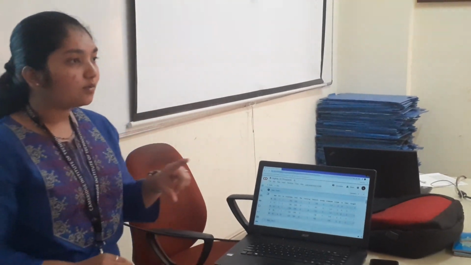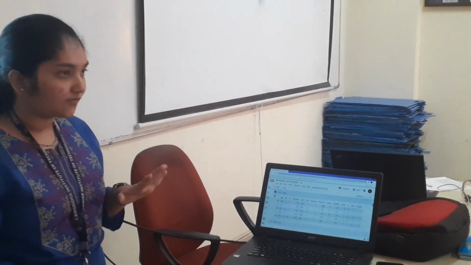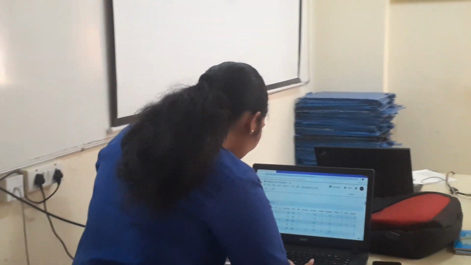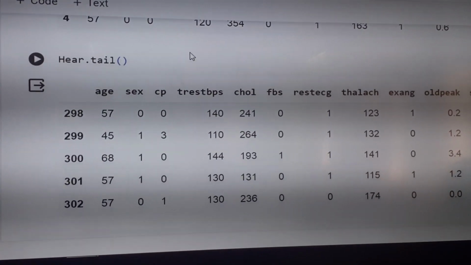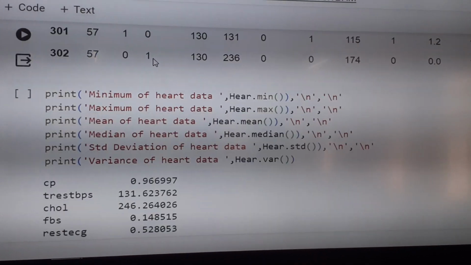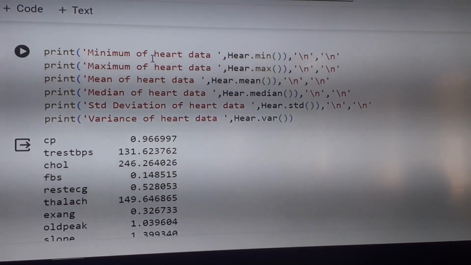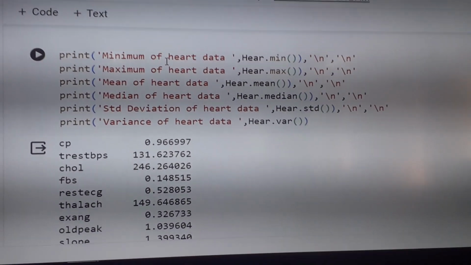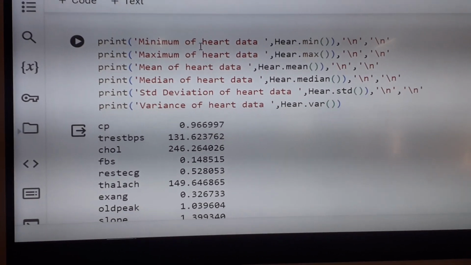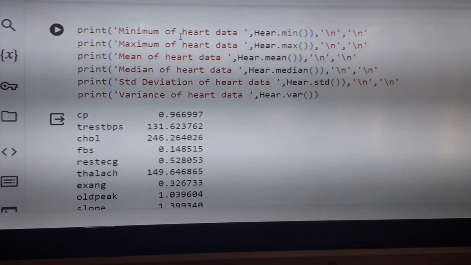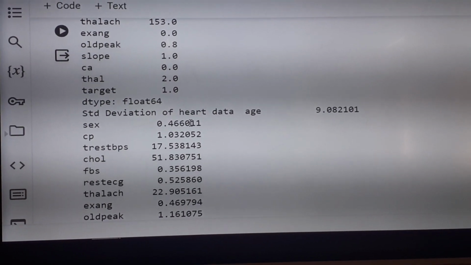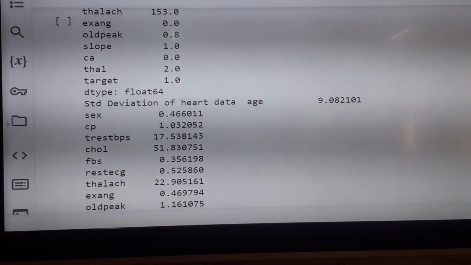As told, head will get the first 5 rows, so from 0 to 4, and next tail will get the last 5 rows as shown. And next we have print. For the whole dataset I have printed the minimum, the maximum, then we have found the mean, median, standard deviation, and also the variance. This is for the entire dataset, so you can just see.